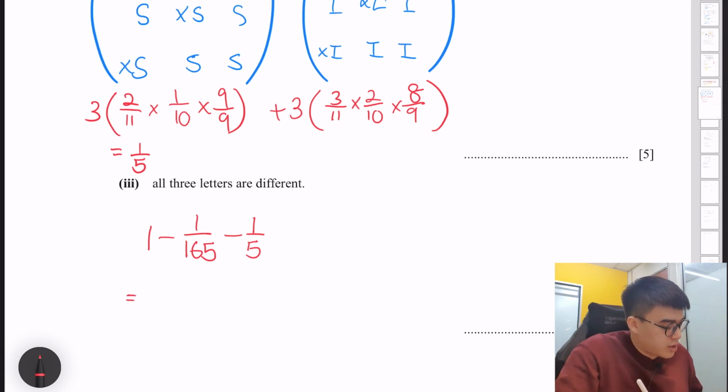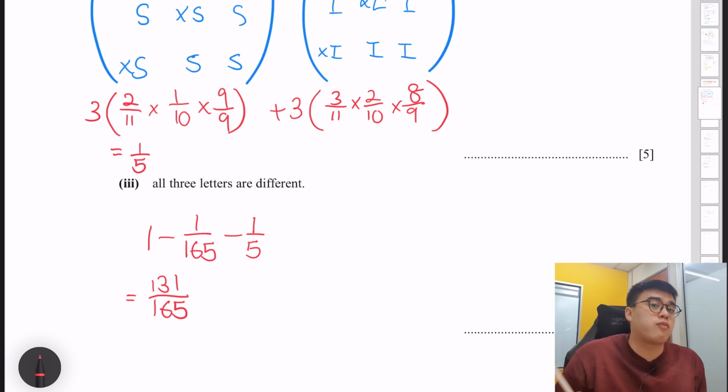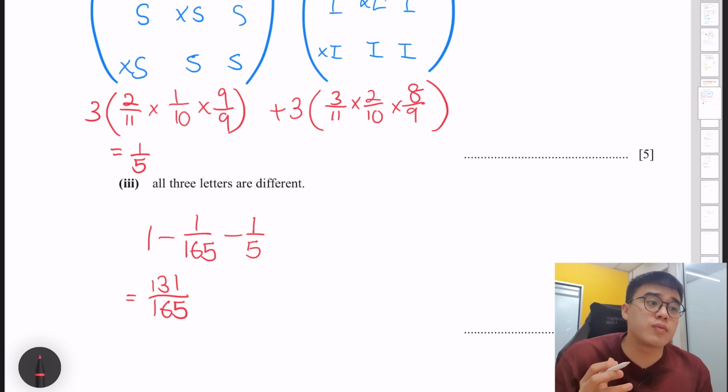Let's double check. So you get your answer as 131 over 165. These two things that you minus off, one will eliminate the condition where all three letters are the same, and the other one will eliminate the chances of two of them being the same. So this is the shortcut you can use to identify your part 3's results.